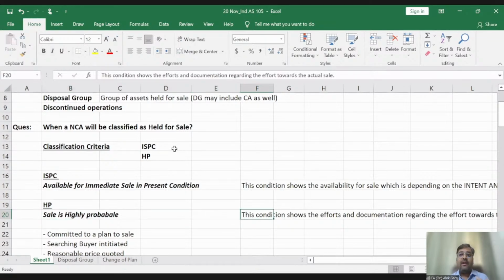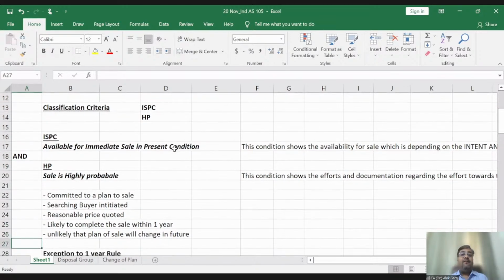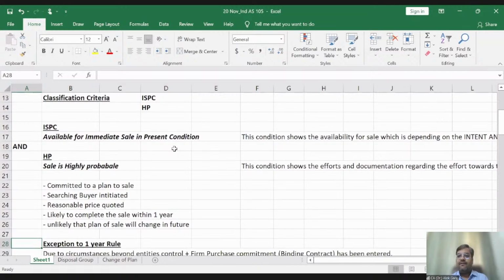This talks about the efforts and the documentation regarding the completion of the sale, right? So if these two conditions are satisfied, this is the classification criteria: ISPC and HP. This is an "and", okay? And sale is highly probable when 5 conditions are satisfied. What are the 5 conditions?